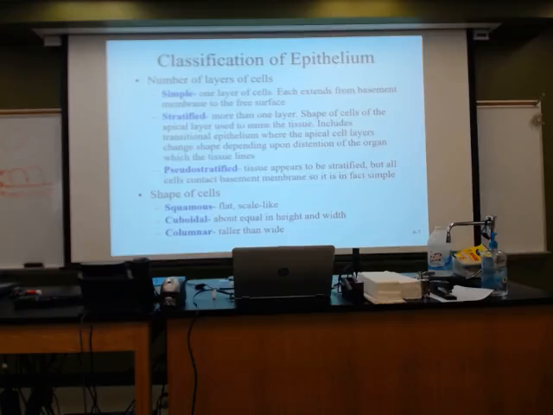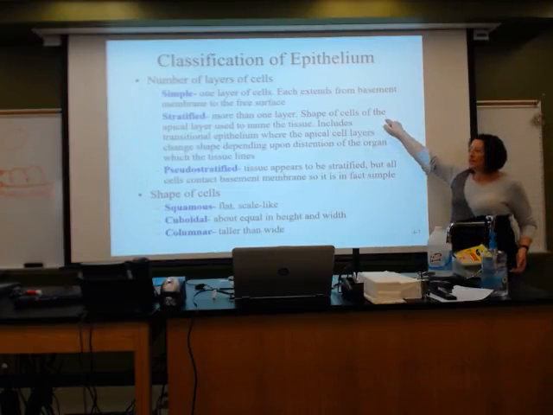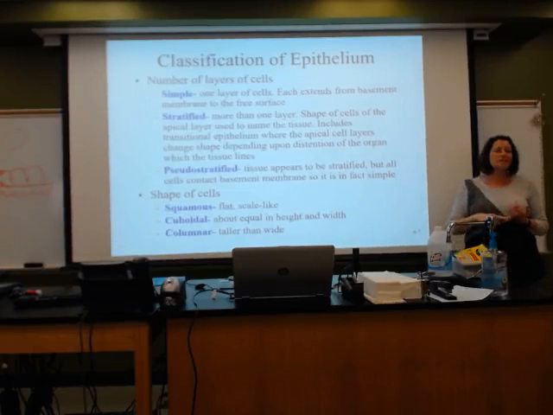So when we talk about epithelial tissue, it can be simple, stratified, or pseudostratified. Simple tells you one layer. That's it. Meaning just one layer of cells, whatever their shape might be. Stratified, 2 or more layers are present. We're going to depend on the shape of the cell to help give its name.